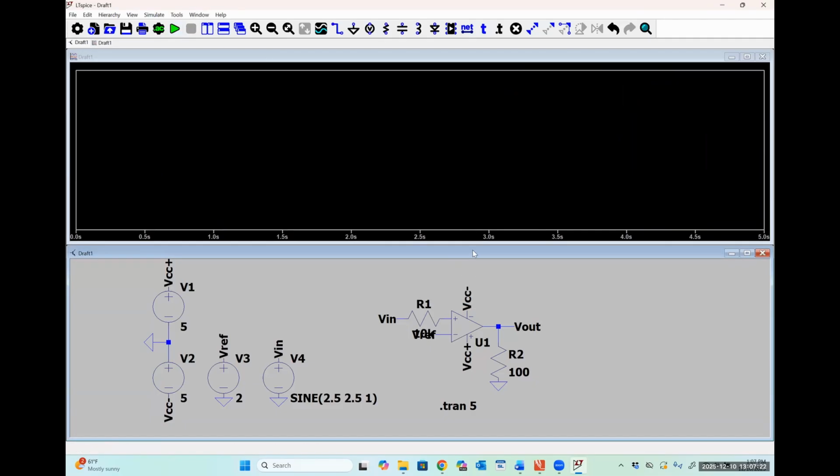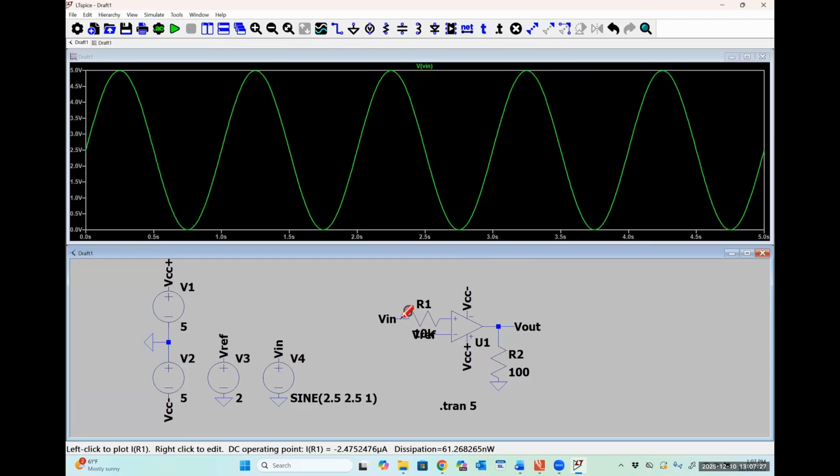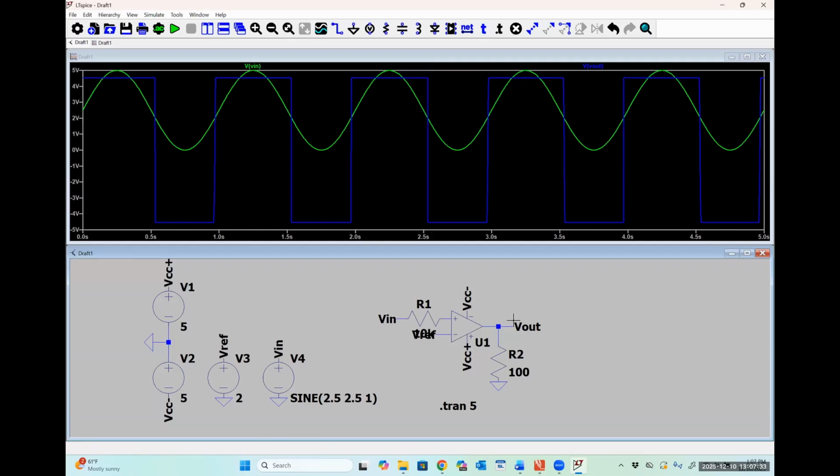And then I'm looking at V in, which I just clicked on this node with the voltage probe, and I'm looking at V out, so I'm clicking on this node V out with the voltage probe as well. That's it. Okay, I'm bored, so I'm going to move on.